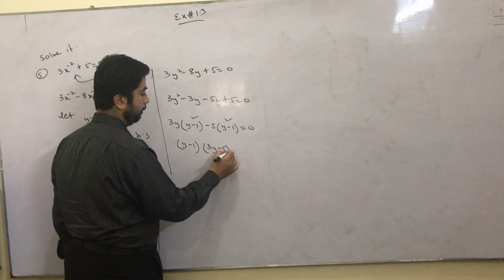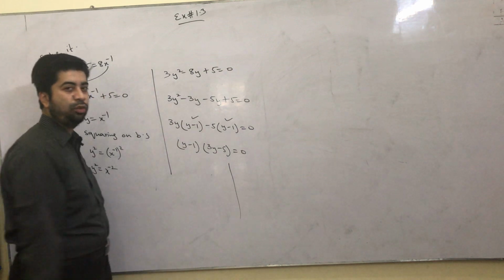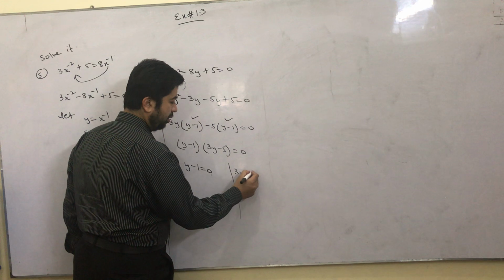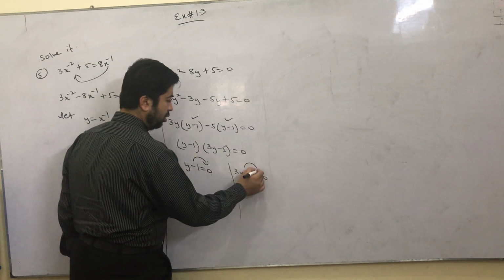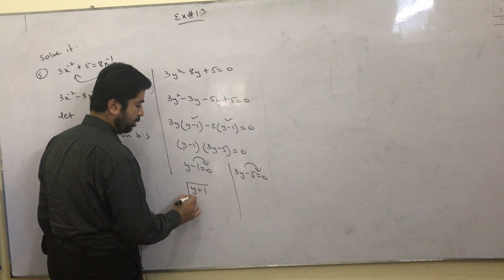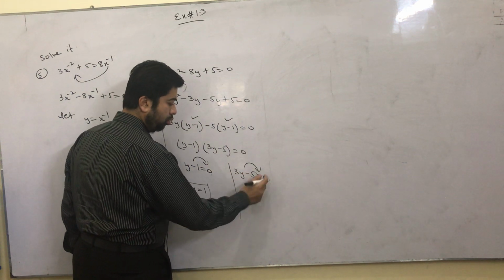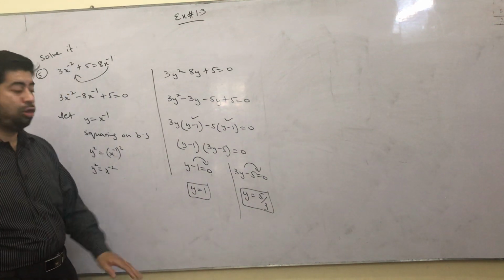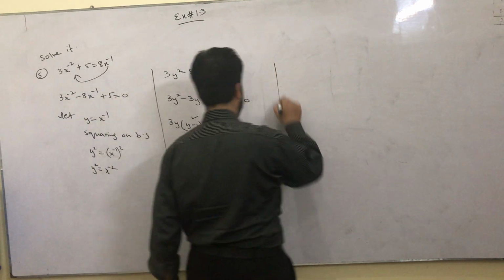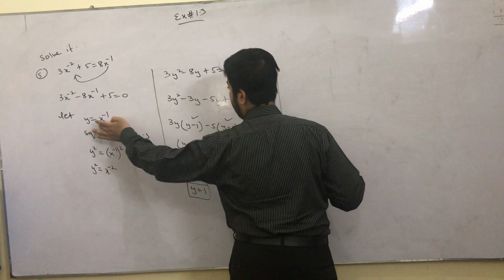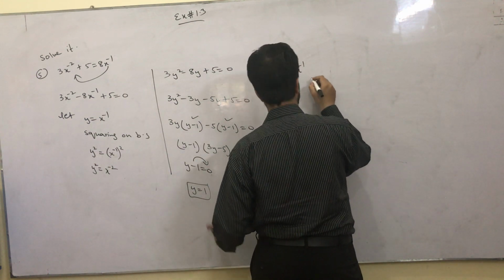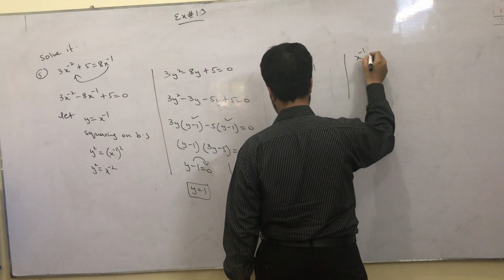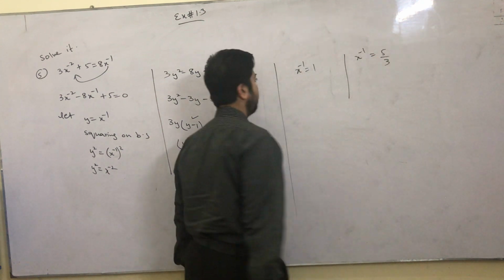What is the value of y here? y minus 1 is equal to 0, 3y minus 5 is equal to 0. The value of y is 1 here, and the value of y is equal to 5 over 3 here. But we just have to find the value of x. See, what was y? y was x raised to power minus 1 is equal to 1. And here, y, x raised to power minus 1 is equal to 5 by 3.